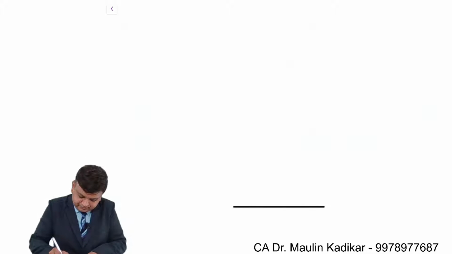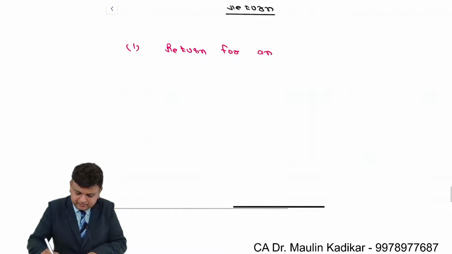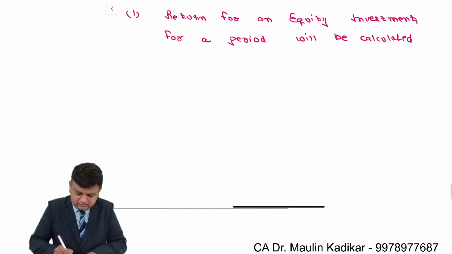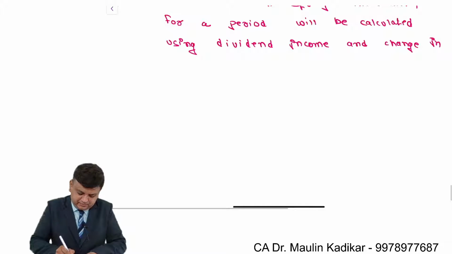Write down heading: return. In that, write down first point: return for an equity investment, for a period, will be calculated using dividend income and change in price of security.